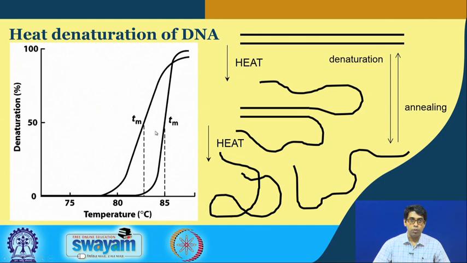So we are going to exploit this fact that DNA can denature and it can also be annealed back. What we are not going to do is heat our solution. We are going to use chemicals to do the denaturation. Just like we saw urea and guanidinium hydrochloride can be used to denature proteins, we will see that the same chemicals or a different chemical can also be used to denature DNA molecules.